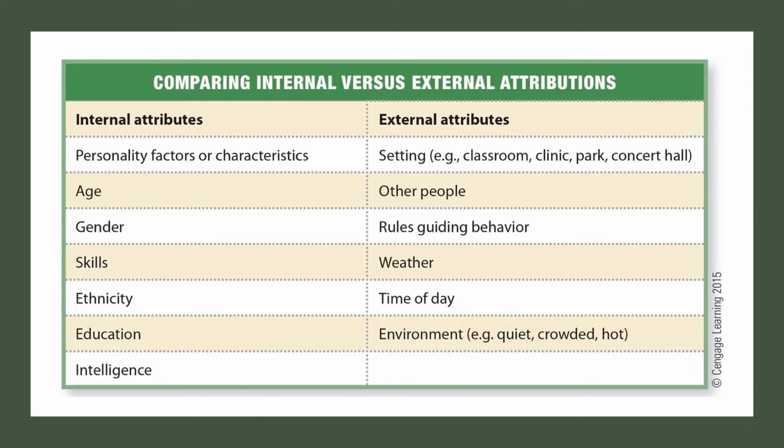And then external attributions are those things that are outside of ourselves. So those will be things like the setting, maybe the classroom. The classroom was noisy. The classroom lighting was too bright. Or maybe at the concert hall, there were people who were very disruptive. That's why I was so irritable.